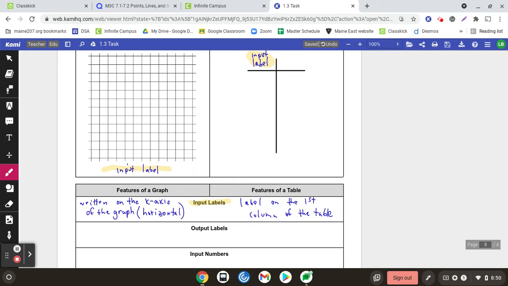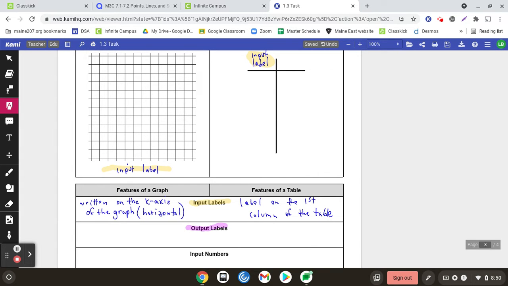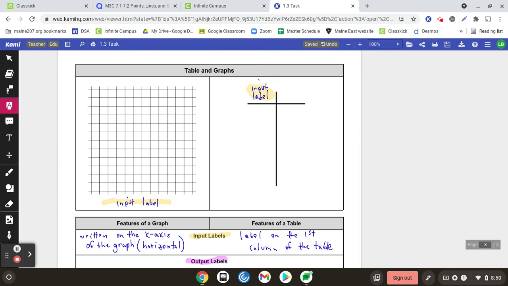Now we are also going to talk about the output labels. How about I use purple for the output labels? So the output labels on a graph go all the way on the left, the vertical axis, which is called the y-axis. And on a table, the output labels go as the heading of the second column.